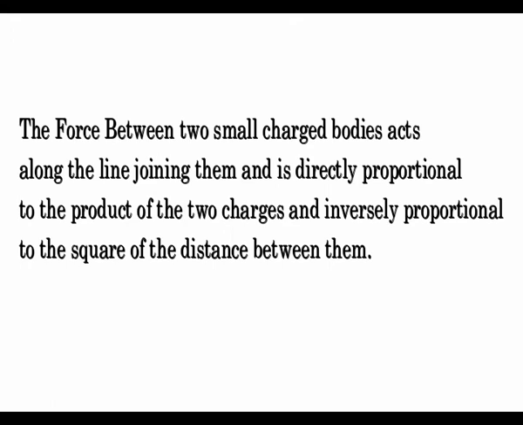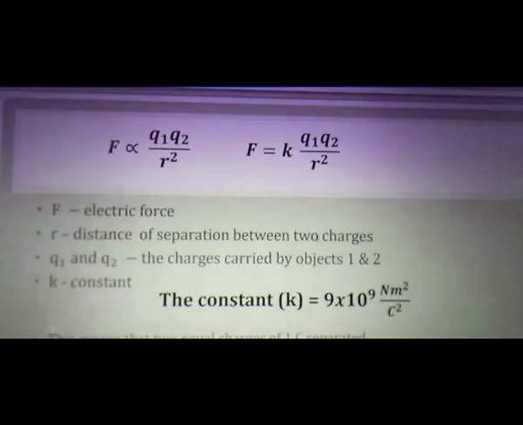Coulomb's law for electrostatics states that the force between two small charged bodies acts along the line joining them and is directly proportional to the product of the two charges and inversely proportional to the square of the distance between them. Coulomb's law for electrostatics could also be stated as F equals K Q1 times Q2 over R squared, where F is the electric force, R is the distance of separation between two charges, Q1 and Q2 are the charges carried by objects 1 and 2, and K is the constant. The constant K is equal to 9 times 10 raised to 9 newton meter squared over C squared.